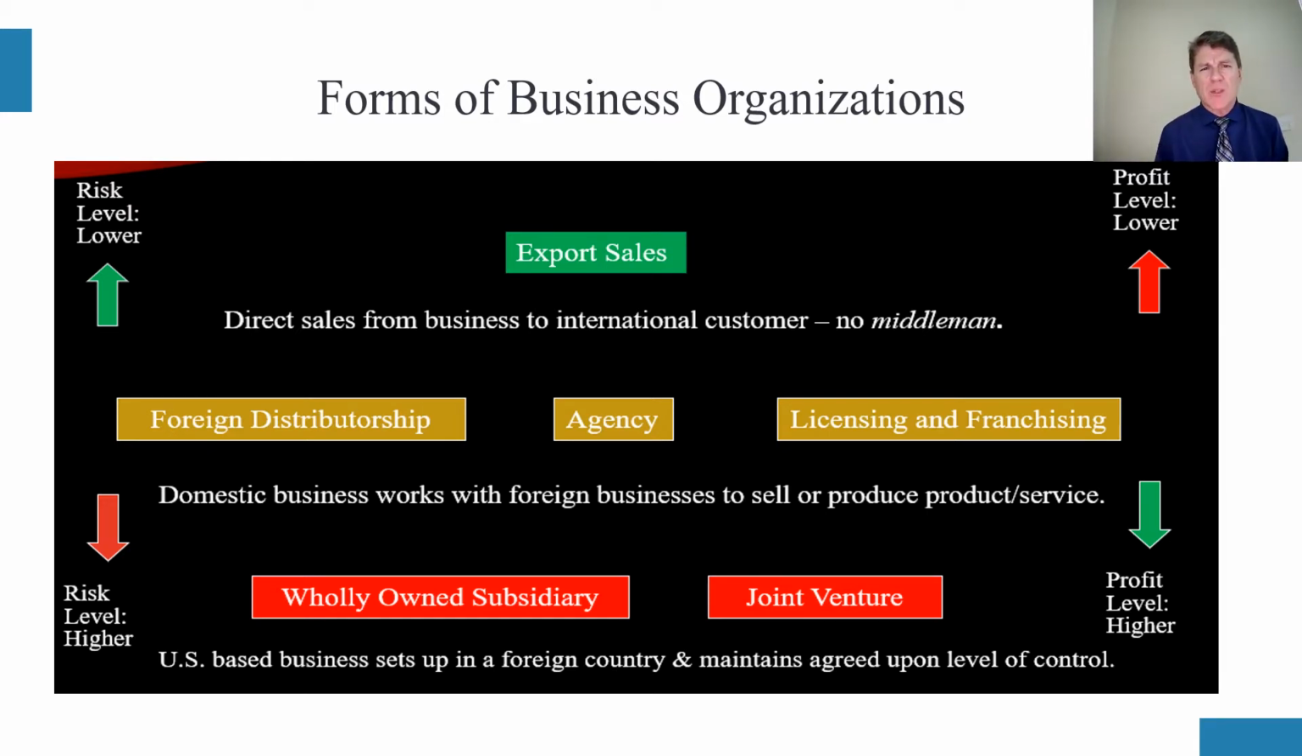As with anything in life, there are always pluses and minuses. But this is the range of options available if you're a company seeking to go outside your nation in order to do business. You can simply export, you can create a distributorship or license or franchising model, or you could go to the deepest level of engagement, a wholly owned subsidiary or maybe a joint venture, depending on what that national law permits.